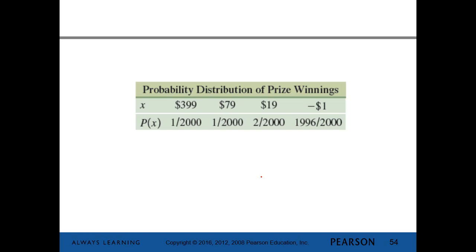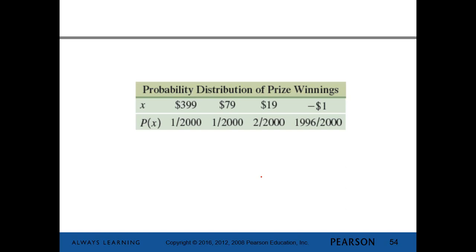Or no, not a game. It's a symphony orchestra. It says, suppose a local symphony decides to raise money by raffling an HD television worth $400, a dinner for two worth $80, and two CDs worth $20 each. A total of 2,000 tickets are sold at $1 each. Find the expected payback for a person who buys one ticket in the raffle. Now, how much are the tickets? The tickets are $1 each, right?